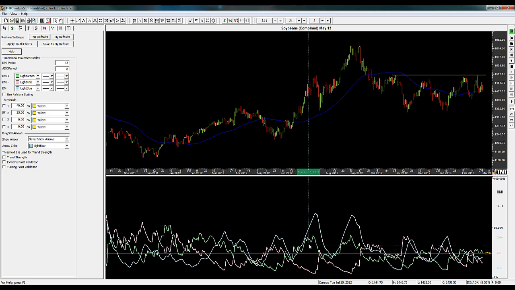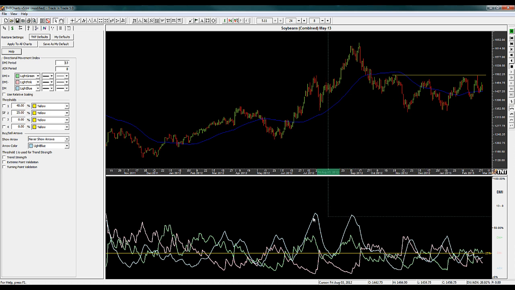So in this instance right here, the green line is well above the red line, suggesting that there is a very strong bullish market occurring right now. Here, the red line is above the green line, suggesting that the bears actually have control of the market. Now, as is the case with all indicators, DMI is also a lagging indicator. The traditional period for DMI is a 14-period default. I changed mine to 13 just to make it perhaps a touch faster.